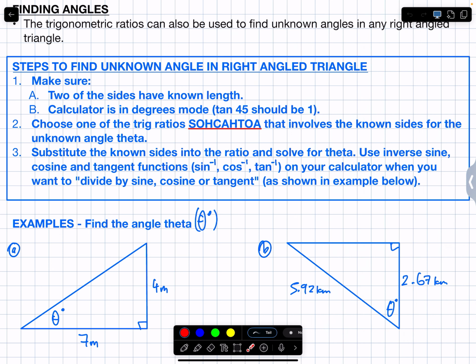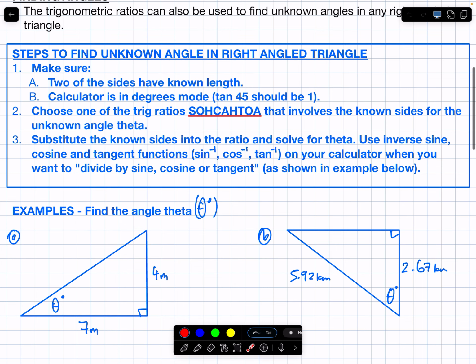So make sure your calculator's in degrees mode. Step 2, choose one of the trig ratios that involves the known sides for your angle. We'll see that in the example next. And then Step 3, substitute the known sides into the ratio and solve for theta. Use inverse sine, cosine, tangent functions on your calculator when you want to divide by sine. I'll show you in the example below. I'll give you a few minutes to get those 3 steps down, and then I'll show you in these 2 examples.